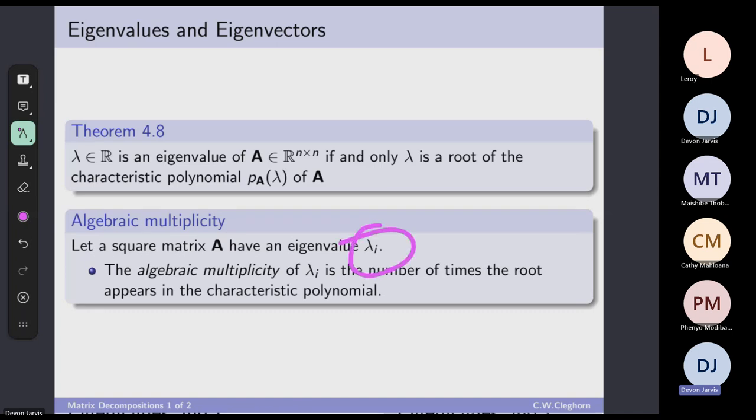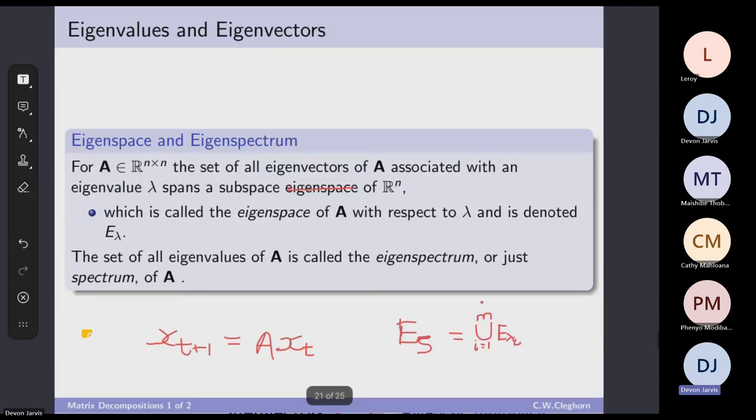If lambda is equal to 2, you look how many 2s are there. That's the algebraic multiplicity. If you end up with something like 2 to the power of 3, there's 3. That shows up 3 times. That's then the algebraic multiplicity is 3. That'll come up more when we do an example of eigenvectors next lecture. Okay, so that's the algebraic multiplicity, how many times an eigenvalue is repeated.